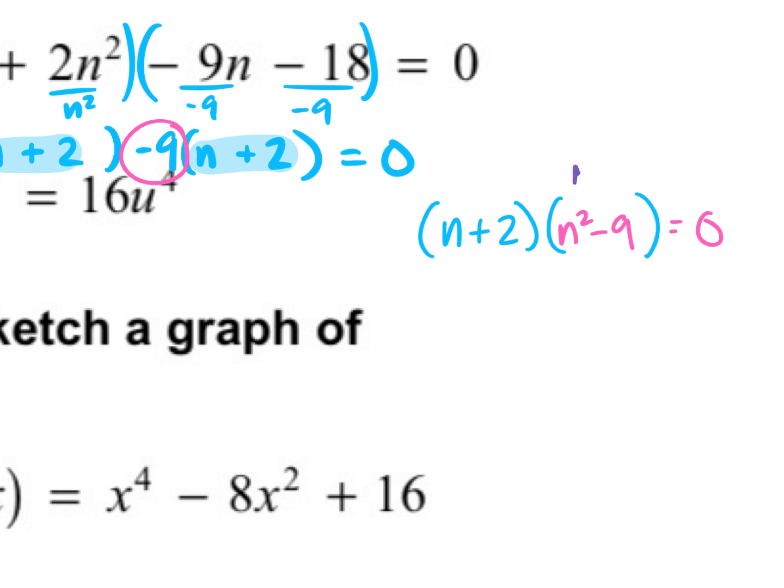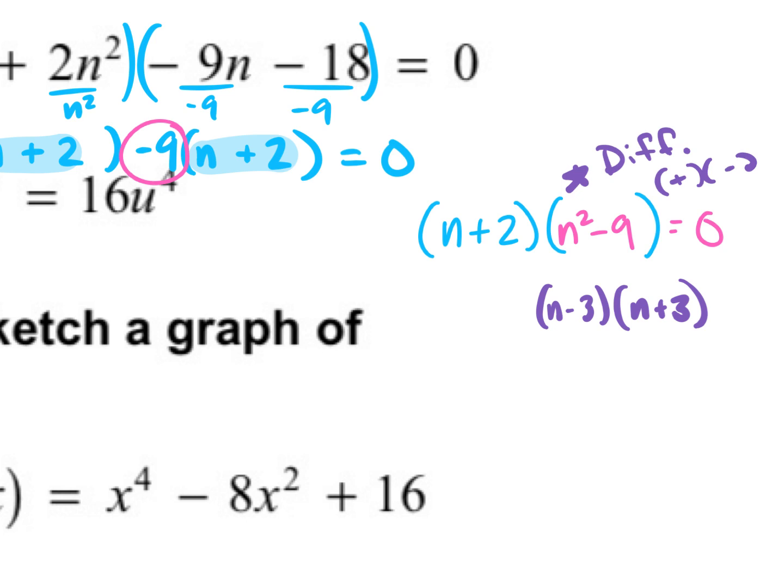Which one? The N squared minus 9 is the difference of squares. So what would go into my parentheses here? N minus 3 and N plus 3. Awesome. Because this is the difference of squares. Anytime you have perfect squares that you're subtracting, it factors into a plus and a minus. And then we still have that N plus 2 here.